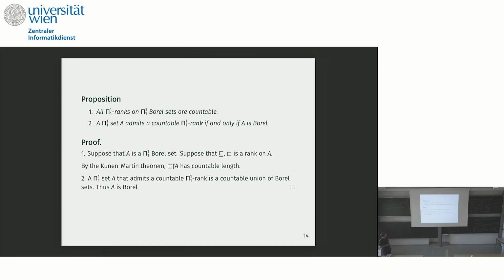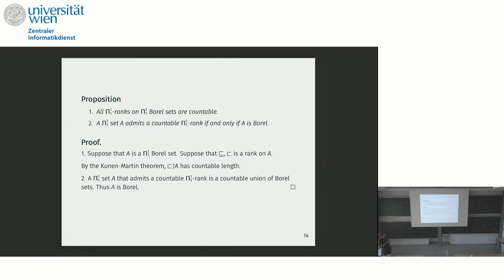All right, so let's start with the easy case, pi11 sets. First, if you take a pi11 set and you already know the set is also Borel, then the rank is always going to be countable. Why is that? Well, we have the set A that's Borel as well. We have this rank on it. Then we actually get a sigma11 pre-well order if you add this infinity class on top. And the Kunen-Martin theorem says that analytic well-founded relations have countable length, so they're countable.